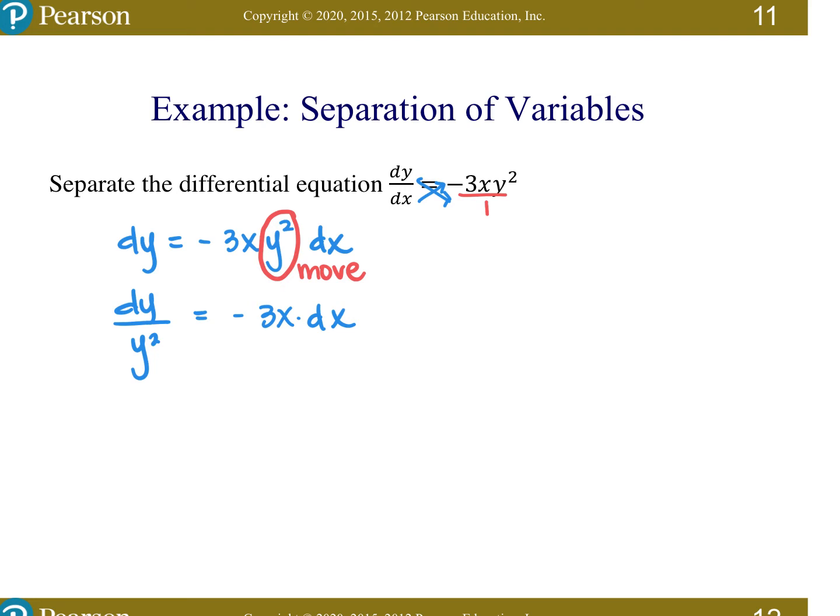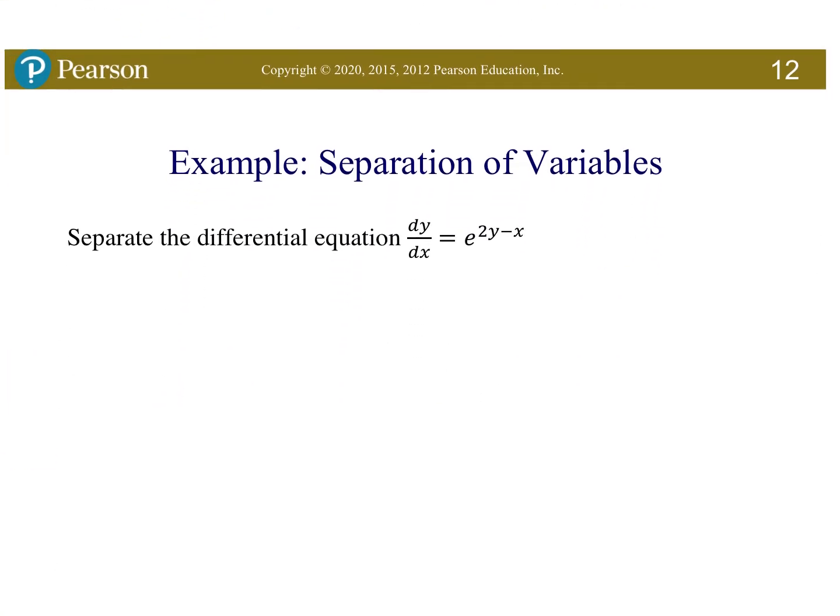So now I have all the parts of y on one side and all the parts of x on the other. An even better way to write it would be to write this with a negative power. So y to the negative 2 times dy and negative 3x times dx. So if you can even write it as all multiplication, that's even better. So we cross multiplied, and then we moved the parts to gather the similar terms on the same side. Let's practice that again.